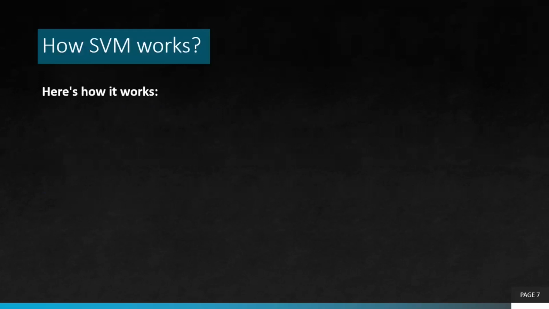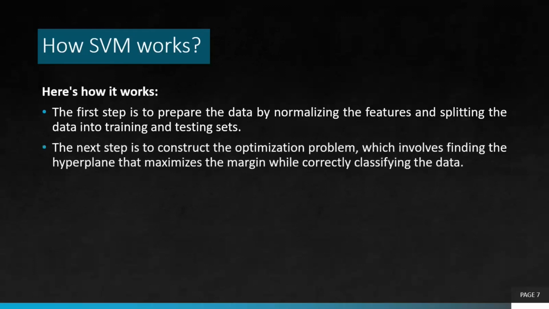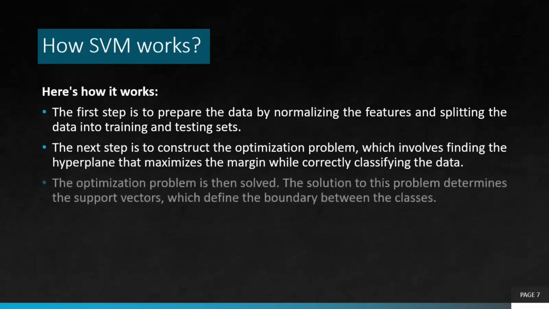So here's how it works. The first step is to prepare the data by normalizing the features and splitting the data into training and testing sets. The next step is to construct the optimization problem, which involves finding the best hyperplane that maximizes the margin while correctly classifying the data. Then the optimization problem is solved. The solution to this problem determines the support vectors, which define the boundary between the classes.